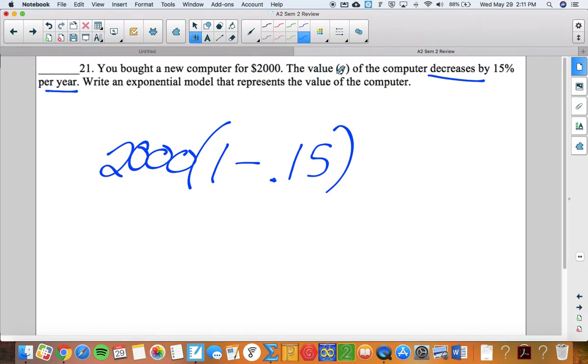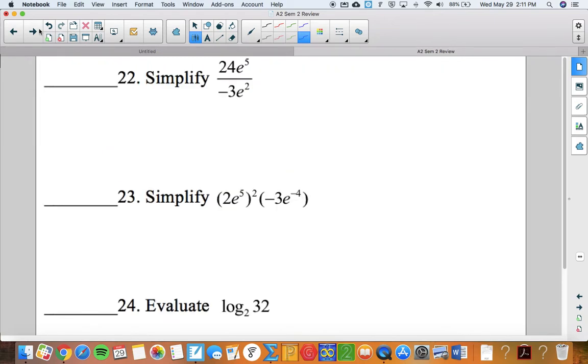And I don't think it tells us how many years we're actually doing this, so it's just going to be T. Now, if we knew how many years we had the computer, we could plug in the year for T and calculate.